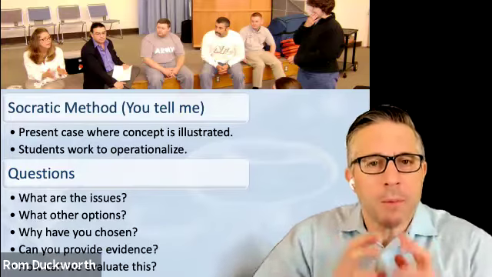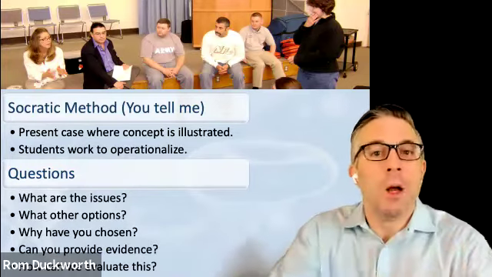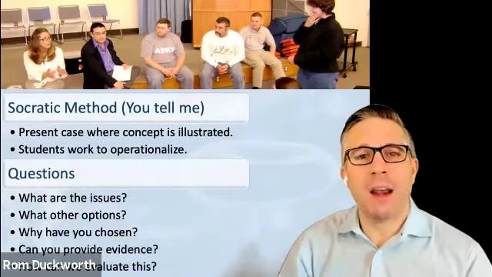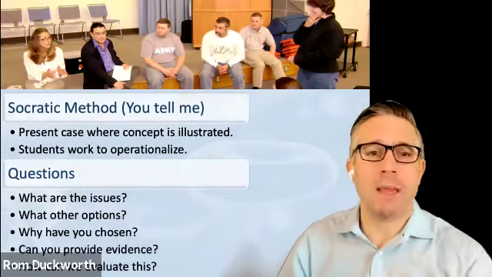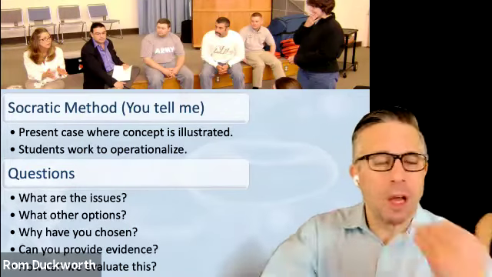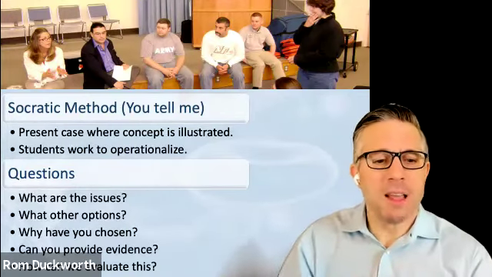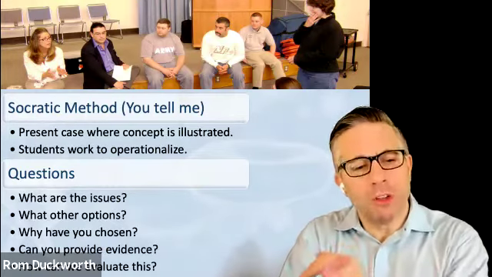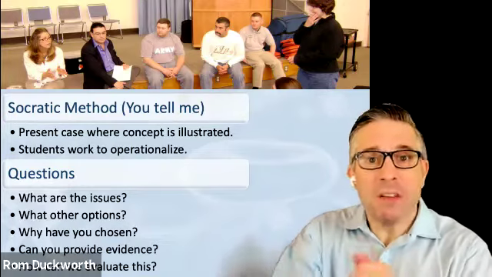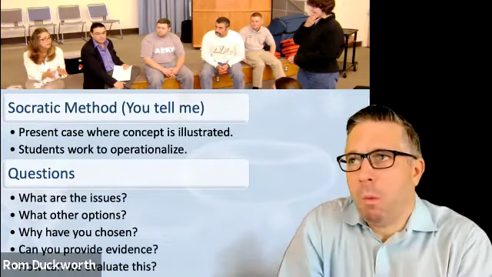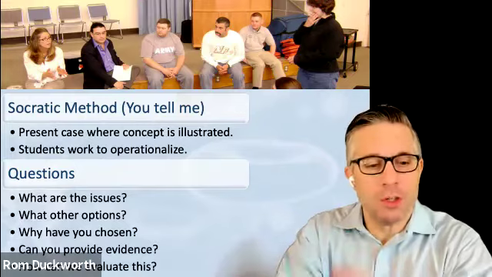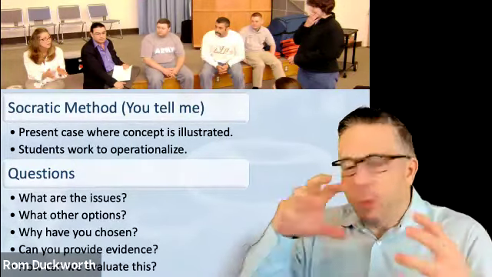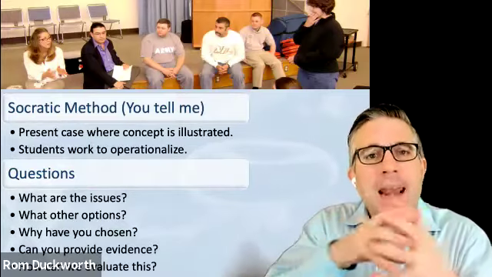You know, we ask them questions. How would you do that? Well, why would you do that? What other options are there? Well, if you couldn't do that, what else might you be able to do? Build on those critical thinking questions. Ask them, what are the issues related to that? What other options are there? Why have you chosen that? Can you provide evidence? You know, what backs up what you want to do? And how can we evaluate this? And we bring in the metacognition of this.